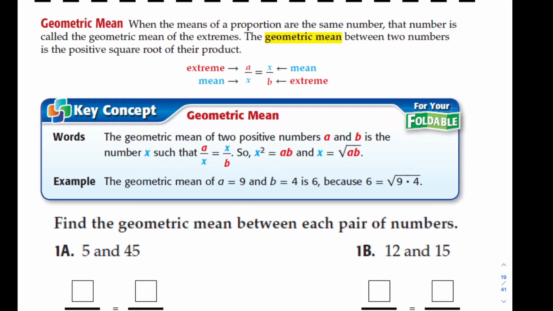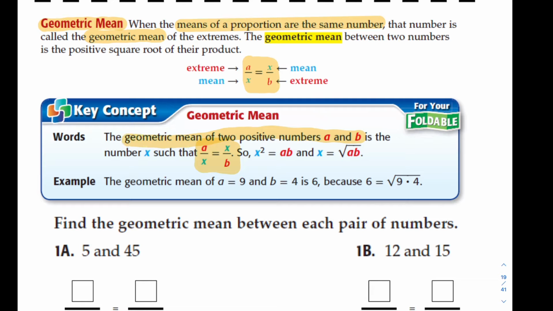The geometric mean is when the means of a proportion are the same number. That number is called the geometric mean of the extremes. So let's take a look at what this actually means. In the proportion, we notice that two pieces, which we call the means, here x, those things are the same number, the same variable.